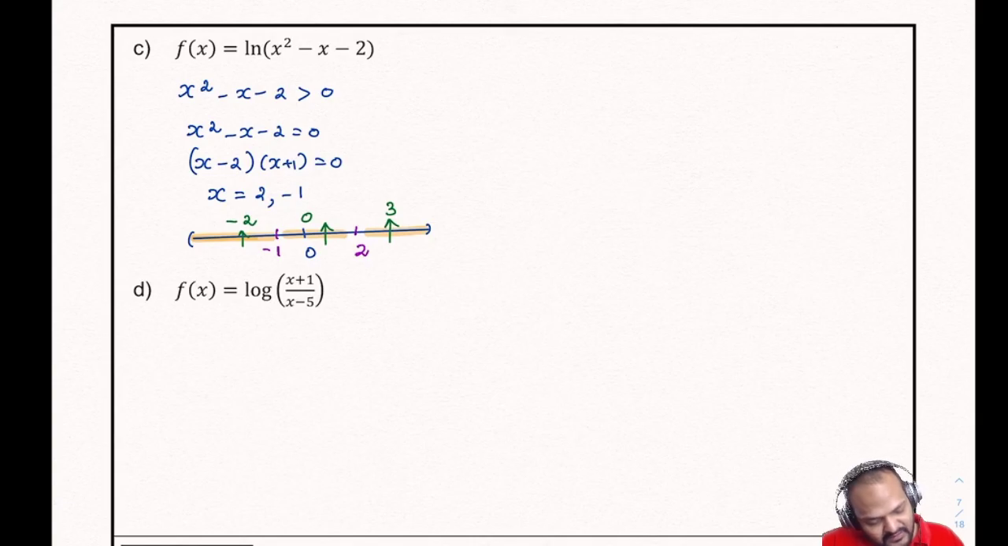Let me plug in negative 2. When I plug in negative 2, let's take a look: negative 2 the whole squared, which is positive 4, minus negative 2, which is positive 2, minus 2.